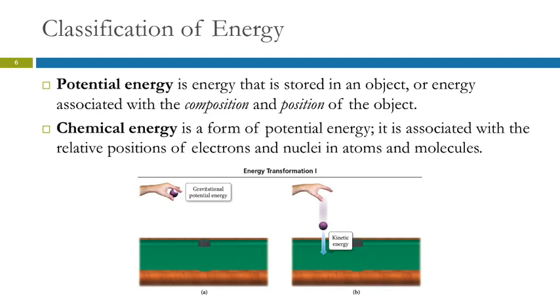So positional potential energy was being transformed into kinetic energy. Now, what happens when it hits the ground? What happens to all that energy?